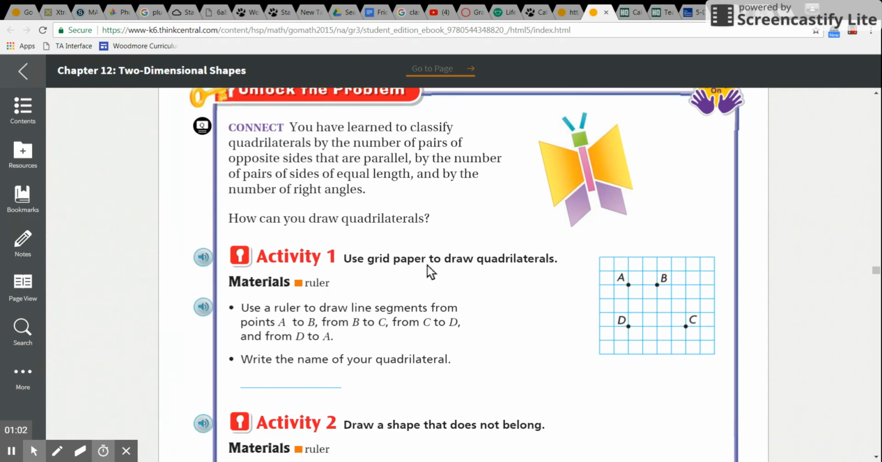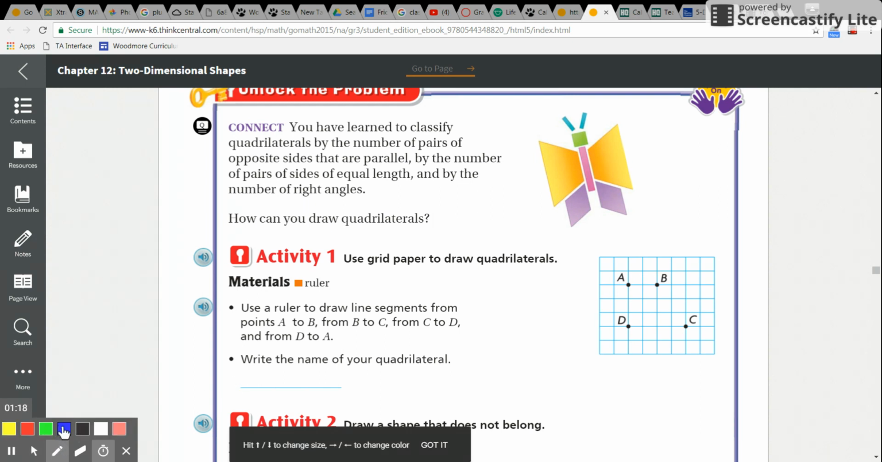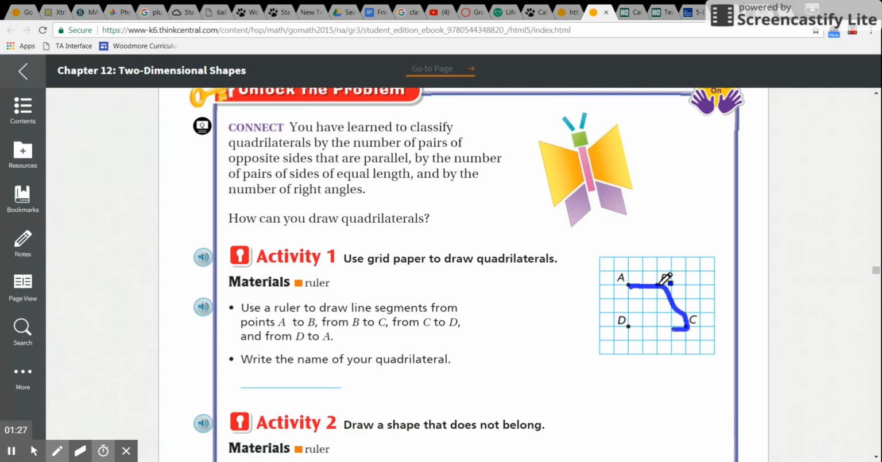So activity 1 is you're going to use grid paper to draw quadrilaterals. I should have already given you a ruler for this. So we're going to use a ruler to draw line segments from points A to B, B to C, C to D, and then D to A. So basically all we're doing is connecting the dots to make a quadrilateral. A to B. Now yours will be neater than mine because you have a ruler and I don't. All right, so obviously this should be a little bit straighter here from B to C, but you get the point.